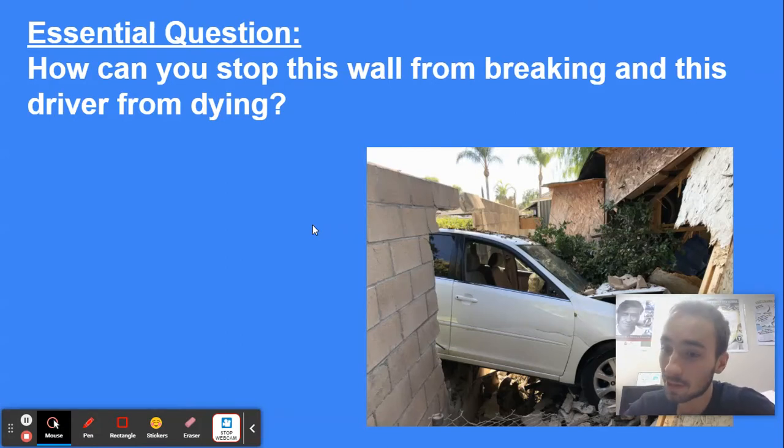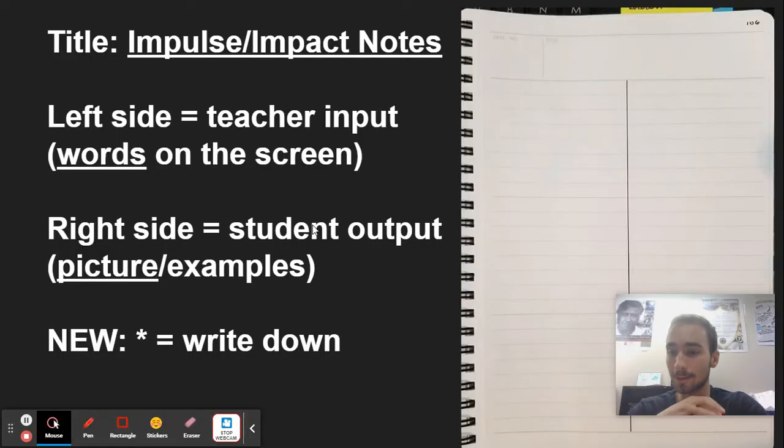Okay, so we're going to be talking about collisions today. It's something called impulse. So in your notes, please write impulse, which you can think of as a term for impact in physics. And same rules as before.